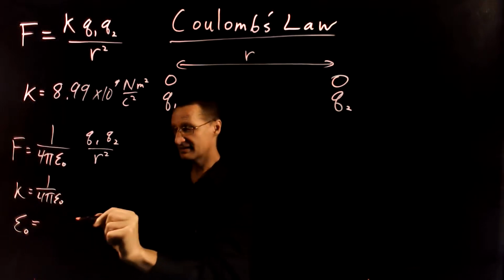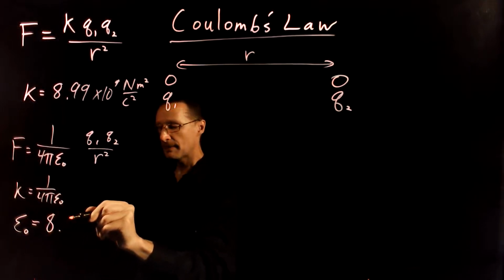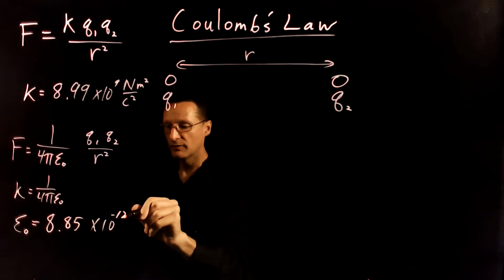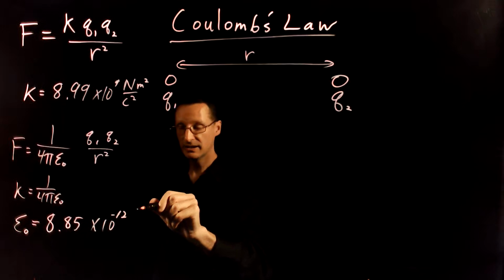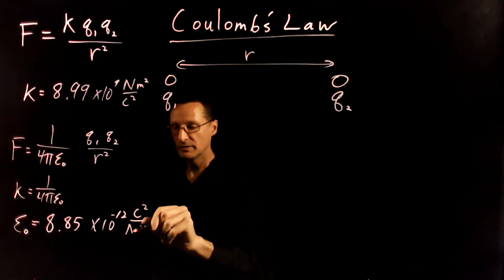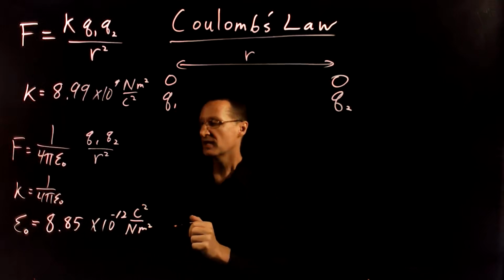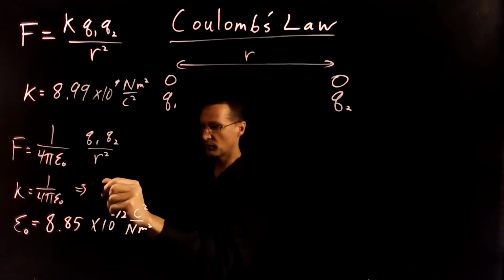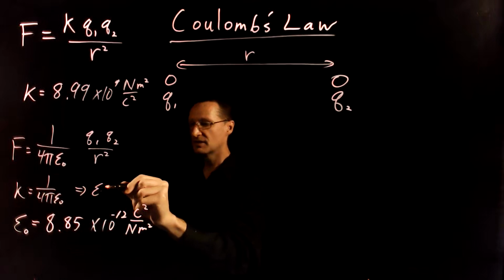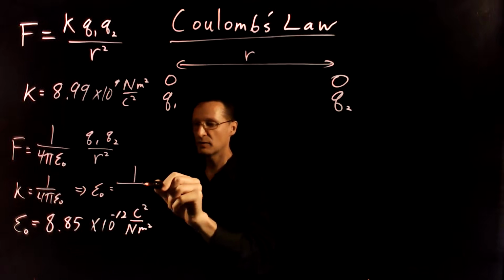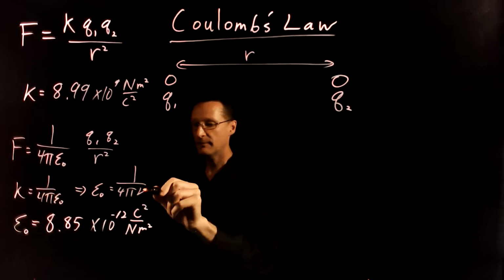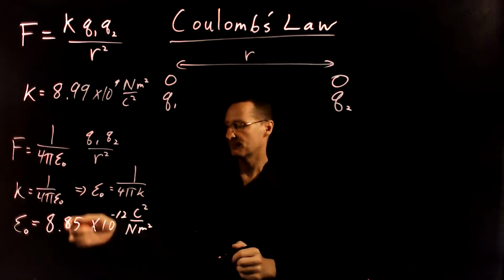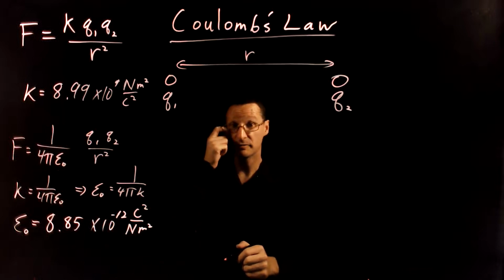That's a different constant. It's 8.85 times 10 to the minus 12, and that's going to be in coulombs squared per newton meter squared. So k is related to this 1 over 4 pi epsilon naught, or epsilon naught can be computed from k. It's just 1 over 4 pi k. Okay, it's just a repackaging of the constant of proportionality. So don't be confused by that.